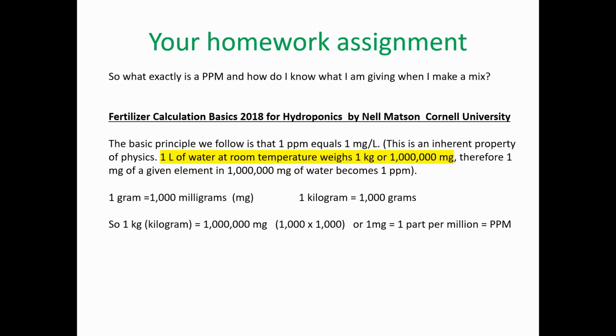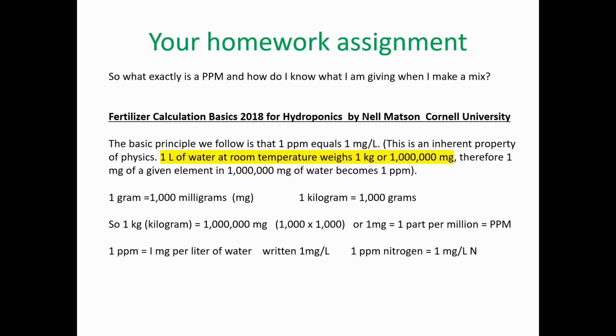So if we take 1 milligram of, say, nitrogen, and put it into a liter of water, we're putting 1 milligram into 1 million milligrams of water, so that 1 milligram of nitrogen we put in is going to be 1 part per million. It's 1 milligram of nitrogen in 1 million milligrams of water. So that's where we get this 1 part per million.